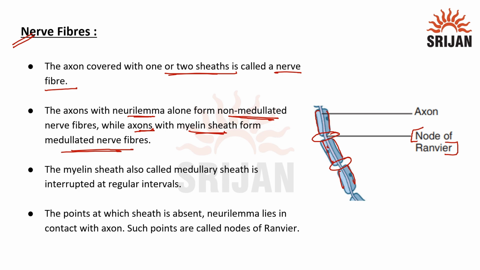So this thing is clear. Neurilemma is the thing which is surrounding the axon, and if only neurilemma and axon is present, it is called the non-medulated, and if axon with myelin sheath is present, it would be called as medulated nerve fiber. This myelin sheath is also given another name called as medullary sheath, and here you can see that it is interrupted in the middle. So there are certain places where myelin sheath is absent. There the neurilemma is in direct contact with axon, and such points are called as nodes of Ranvier.